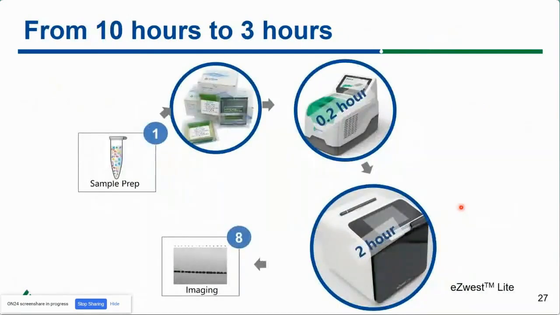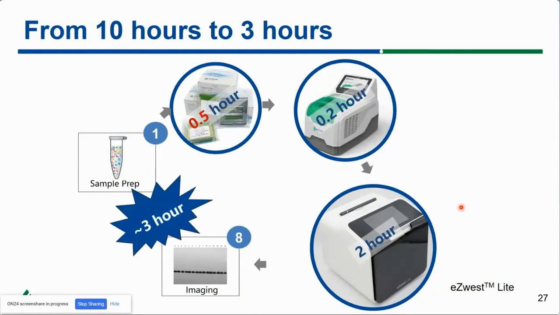Now with the precast gels, we can cut the separation time to about half an hour. When we sum everything together, it seems we were able to get the whole process done in about 3 hours. That's a much welcome improvement from the 10 hours we used to have to spend in the lab.